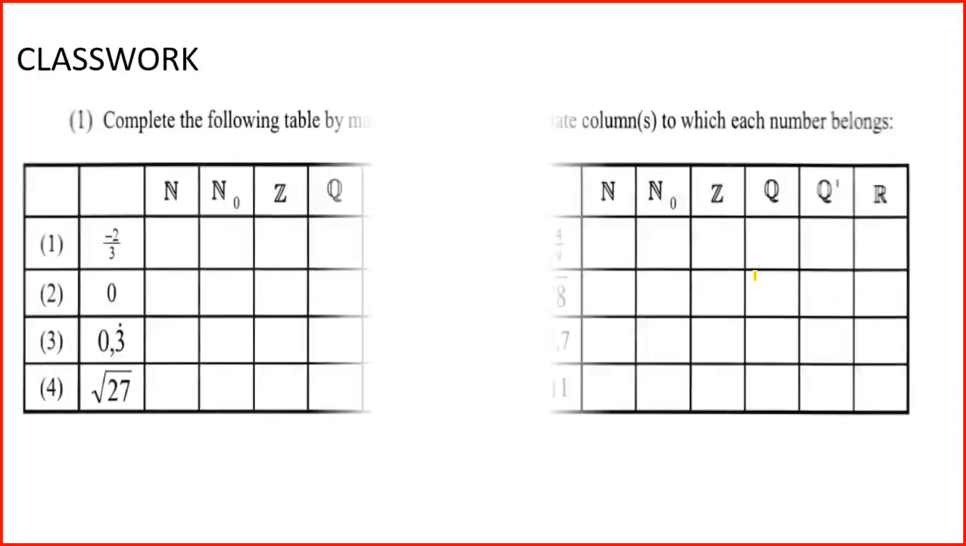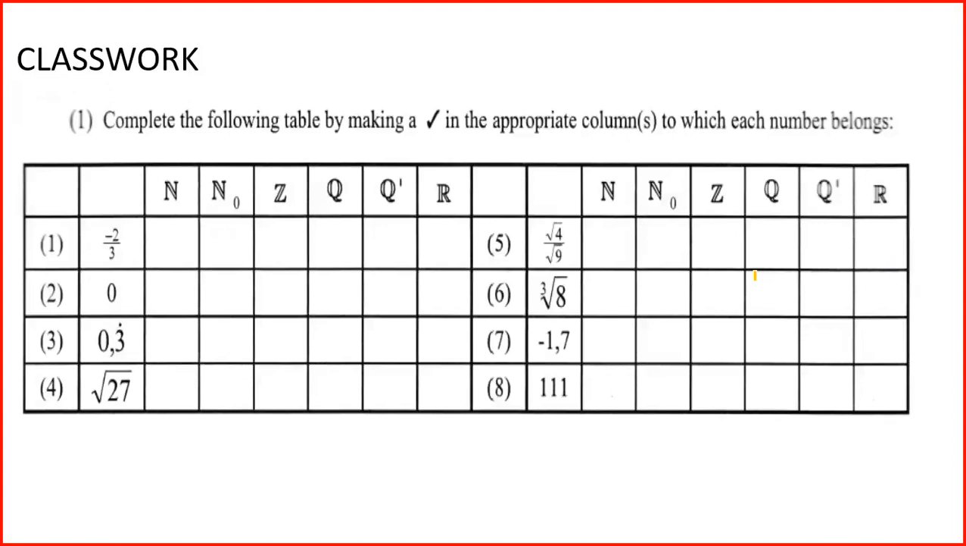All right. Here you just need to complete the following table by ticking in the appropriate columns to which each number belongs. All right. Can I say -2 divided by 3 is a natural number? First of all, that negative throws it out. So because of that negative, it cannot be a natural number, it cannot be a whole number.